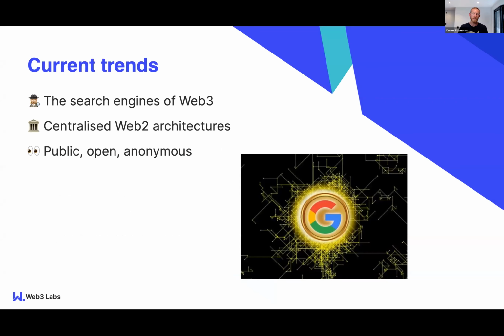Okay, so the current trends with block explorers. It is this idea, I think, of them being considered the search engines of Web3. Architecturally, they're not really written in a way that's true to Web3 ideas. It's more focused on Web2. I think if you look at the main public blockchain explorers, you'll typically see that they're deployed as fairly standard web applications. They're run by a single company. There's a single URL there, and that's really where everyone goes.